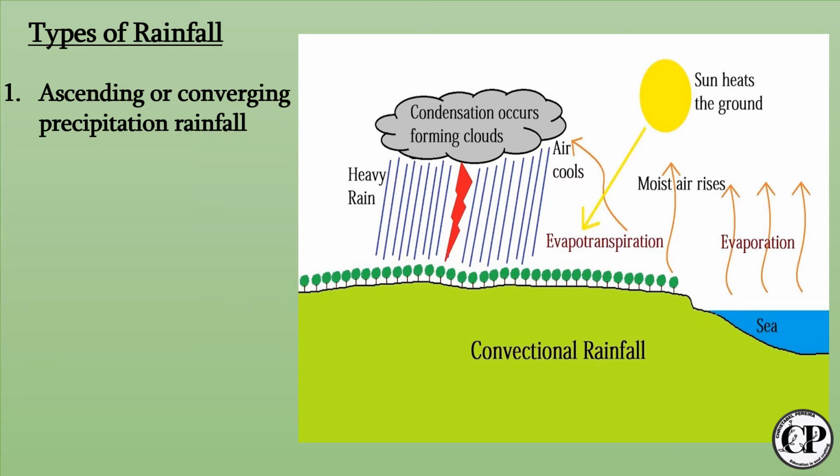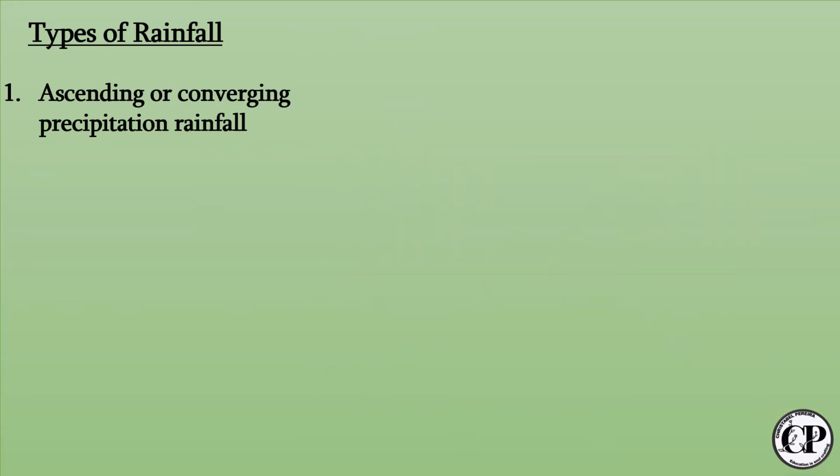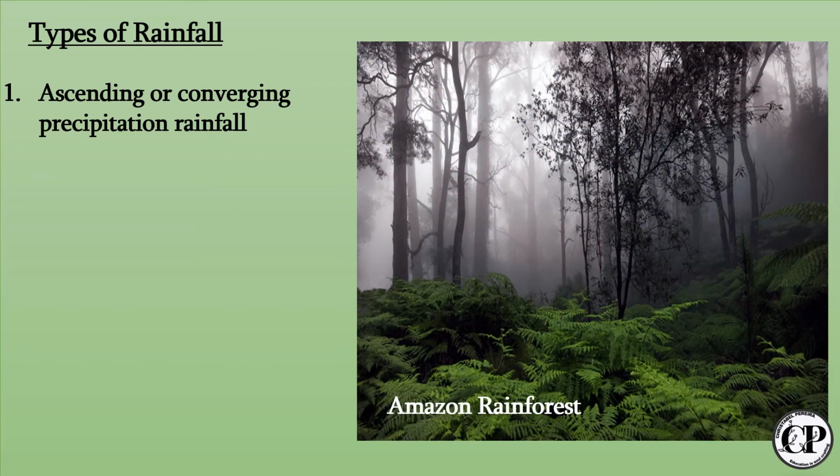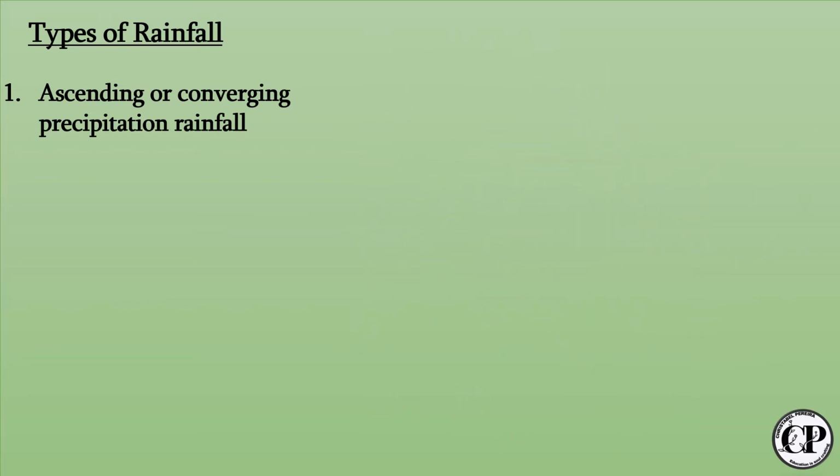Convectional rainfall is also known as 4 o'clock rainfall. It happens throughout the year in the equatorial regions and generally happens at 4 p.m. For example, heavy rainfall can be observed in the Amazon rainforest mostly during the afternoons.